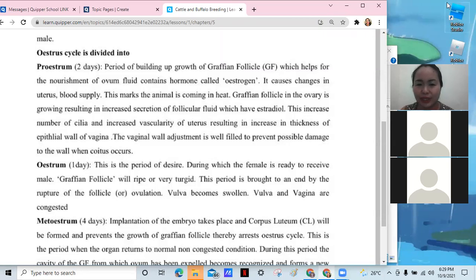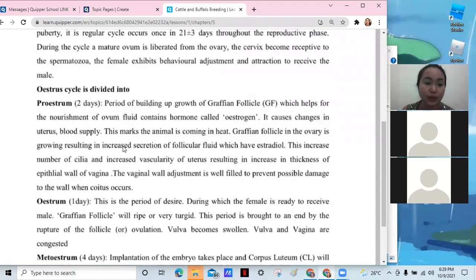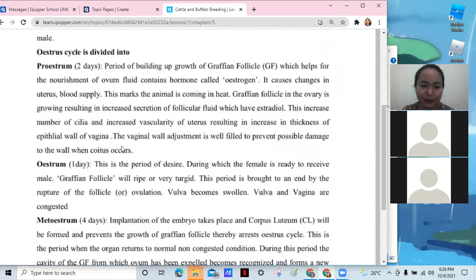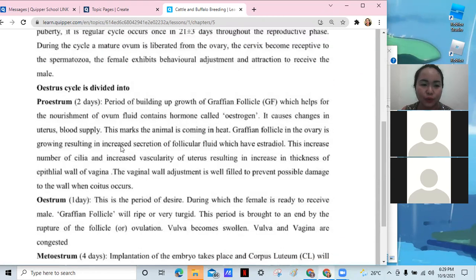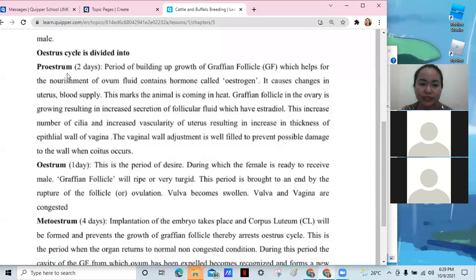So anyway, we'll try to understand in the case of this livestock. So ang kanilang cycle is actually divided into four, no? So the first 2 days is proestrum pa siya. So nag-build up pa yung Graafian follicle na ito yung nagna-nourish sa ovum and it contains the hormone called estrogen. So in this stage pa lang, meron na changes sa uterus and blood supply. So this will mark na the animal is going to heat na.